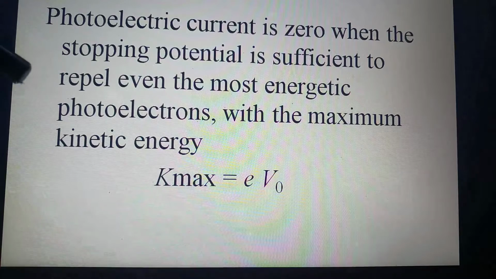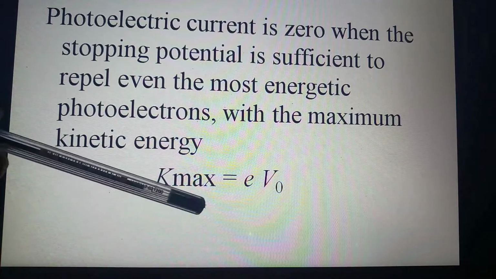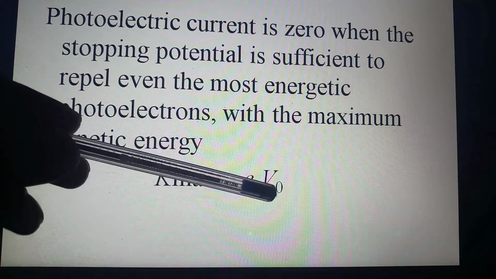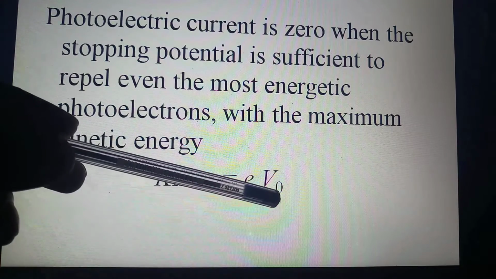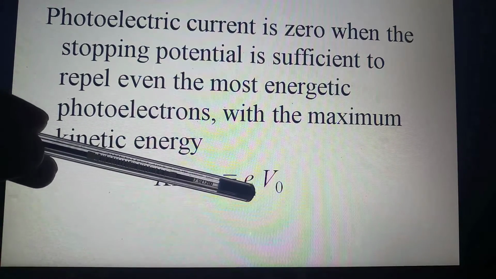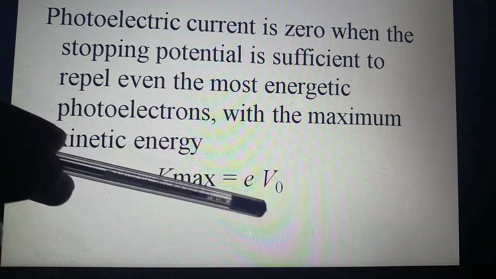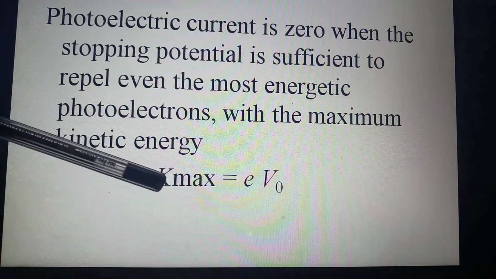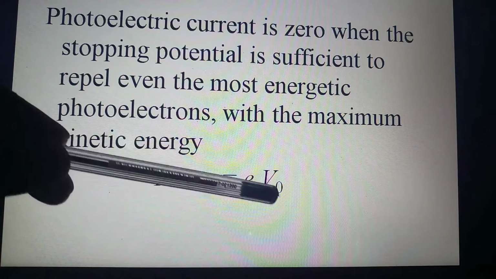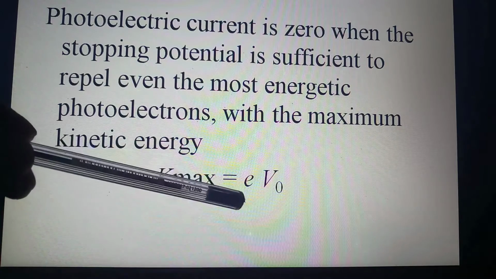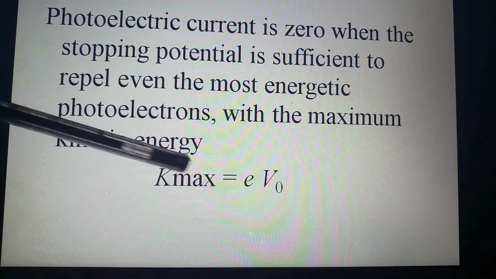The photoelectric current becomes 0 when the stopping potential is sufficient to repel the most energetic photoelectrons with the maximum kinetic energy. From that we can equate the maximum kinetic energy of the photoelectron to eV0. This eV0 is the energy gained by the electron due to this retarding potential, so that it can oppose the electron with the maximum kinetic energy. Then we can write K max is equal to eV0. This is an important result.